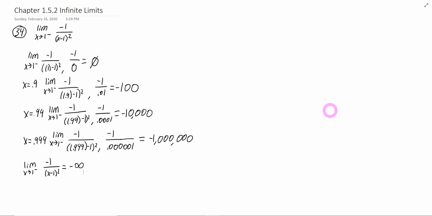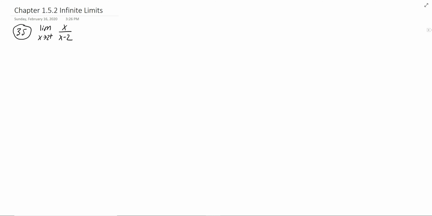That one was pretty similar, I must admit, to the previous one, but these next ones are going to be definitely far different. So here you go. So in problem number 35, looking at the limit as x goes to 2 to the right of x over x minus 2. And so in this case, we're going to start off again by just plugging in this limit variable.